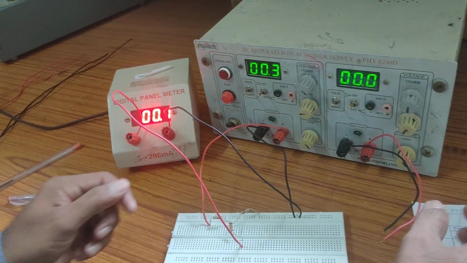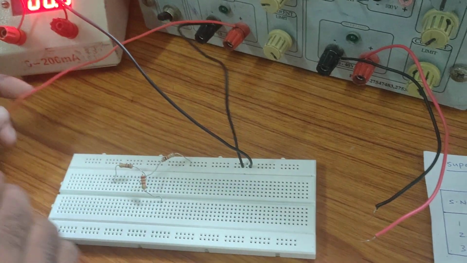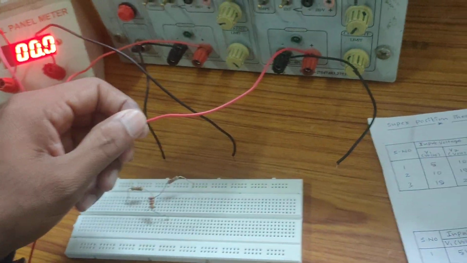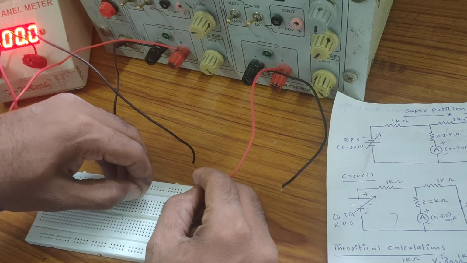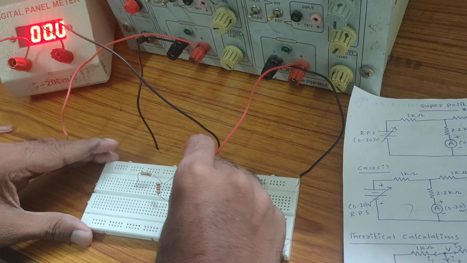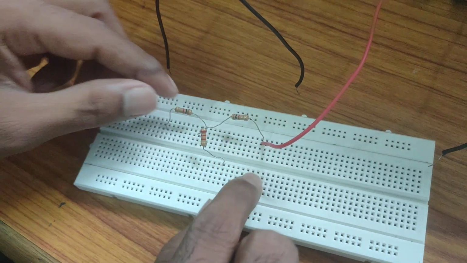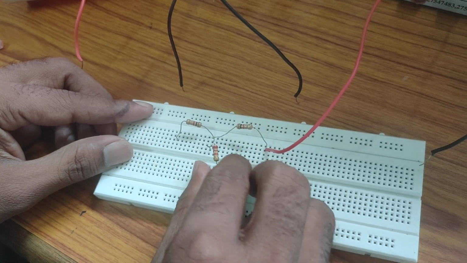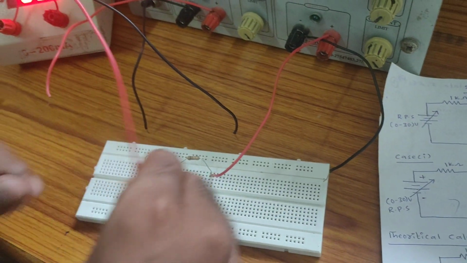Next, to connect channel 2, switch off the power supply and remove the channel 1 supply terminals. Next, see here, this is the circuit diagram. RPS positive is connected to the 1 kilo ohm resistor starting point. The 1 kilo ohm resistor ending point is connected at one point. At that point, another 1 kilo ohm resistor starting point, and at that same point, the 2.2 kilo ohm resistor starting point. The 2.2 kilo ohm resistor ending point is connected at one point, and at that point the ammeter positive.